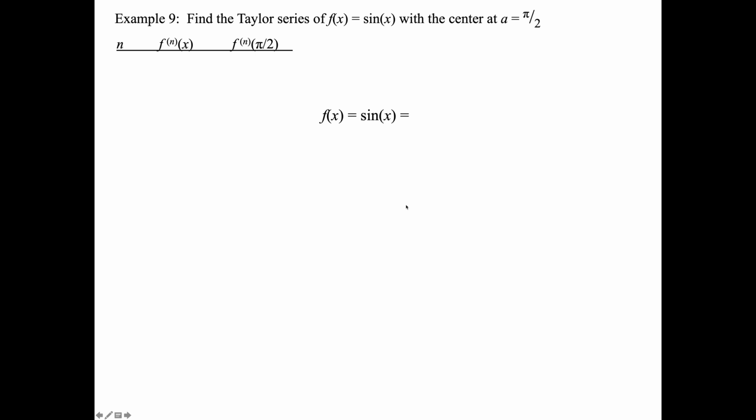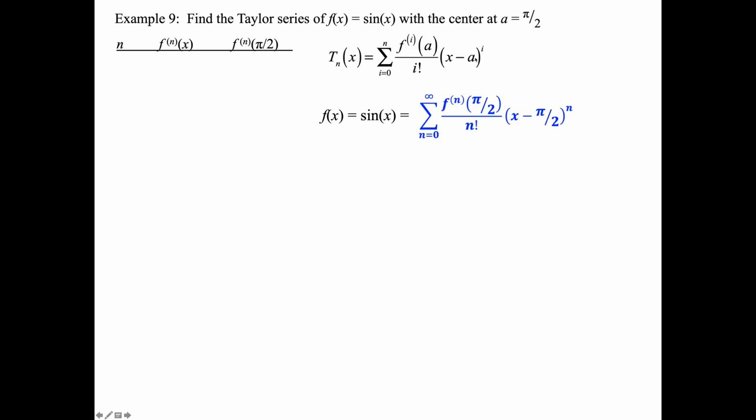Example 9, find the Taylor series of f of x equals sine of x centered at a equals pi over 2. So again, write down your Taylor series, f of x, and let's build a table, start filling in some of our numbers. We can put in our a, which is pi over 2. But now we have to figure out what our f values are going to be here, right? So let's go figure that out.